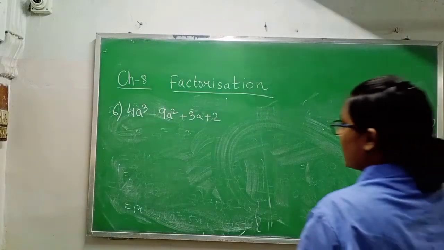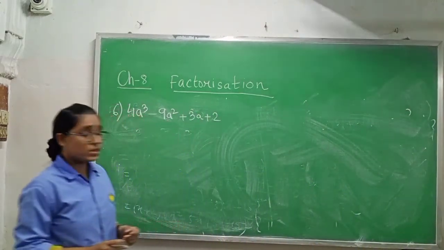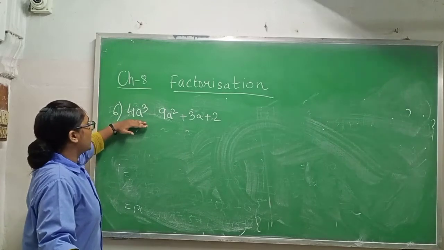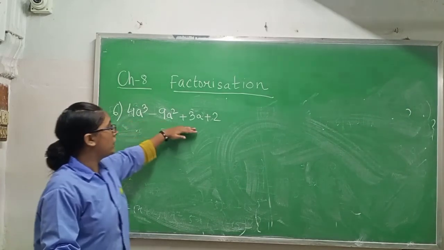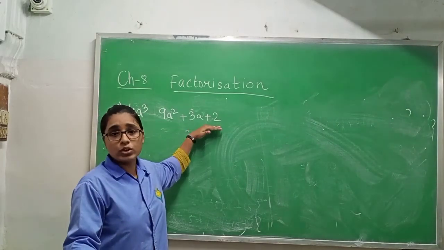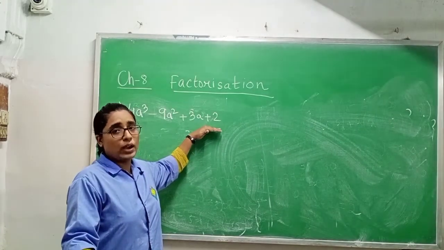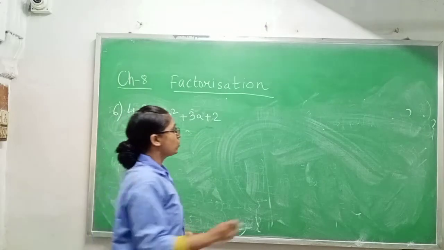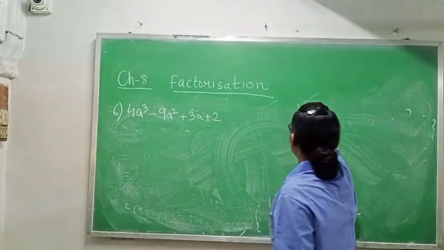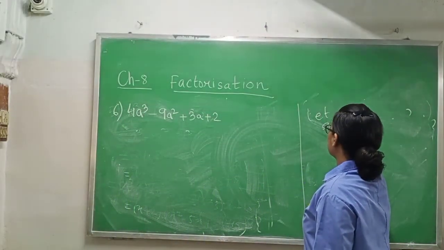Now class 9, see question number 6. In question number 6, it is given 4a cube minus 9a square plus 3a plus 2. You have to factorize this one. Now how will you factorize? You know that you have to let a value. So in a rough column, what you will do, let a equal to 1.